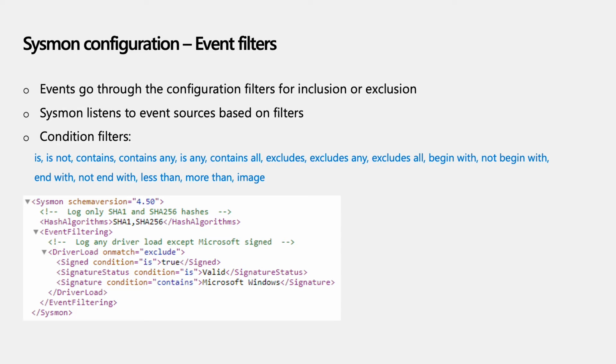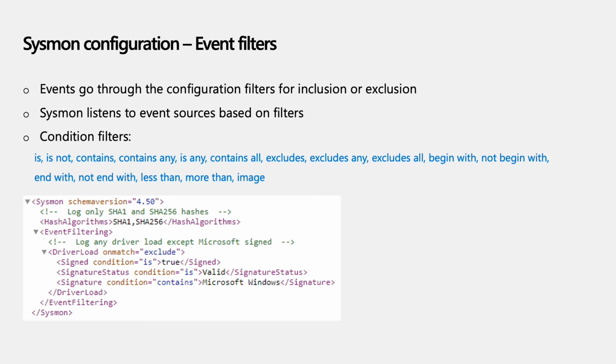Sysmon is clever enough to understand when it doesn't need to listen to the sources of events. If you exclude all the events for a specific event type, then Sysmon won't listen to any of the sources, so it doesn't use any of the CPU or memory of the operating system. We also support a long list of different filters you can apply. I put the list there, and we keep improving it, trying to make it as easy to use and as useful as possible.